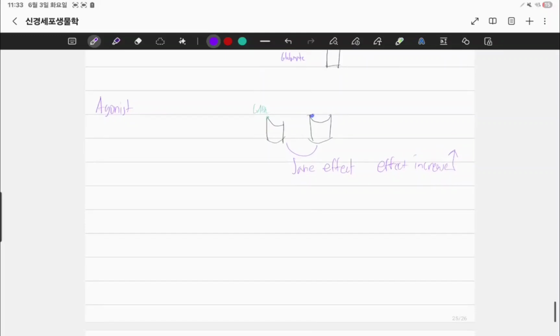So to use this as a drug for epilepsy, you can use agonists to activate the GABA receptors, which work the opposite of glutamate.